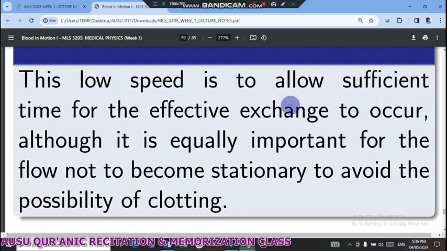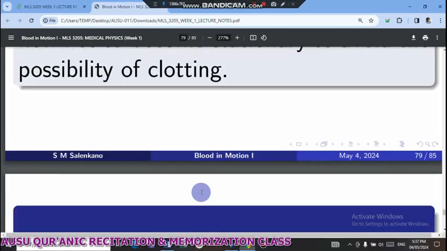No. Although it is equally important for the flow not to become stationary, to avoid the possibility of clotting. Of course, it is advantageous for the blood to flow slowly, but we don't want the blood to stop flowing. We don't want it to come to rest, because when it comes to rest, there will be the possibility of clotting, and we don't want that. This is what they are saying.